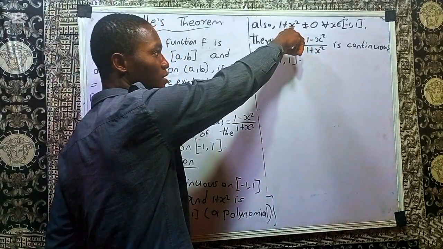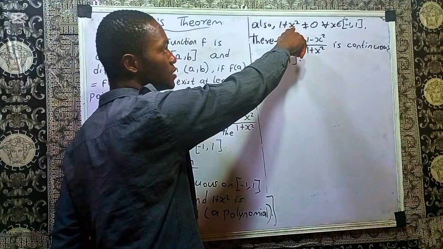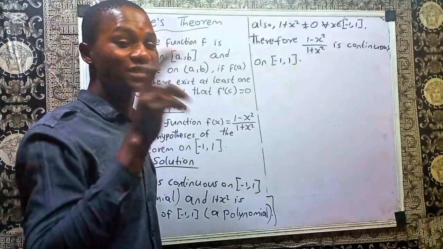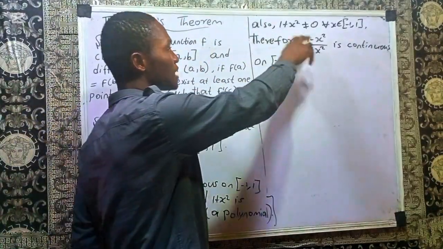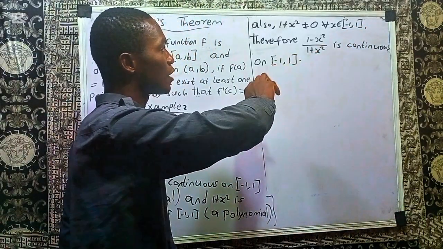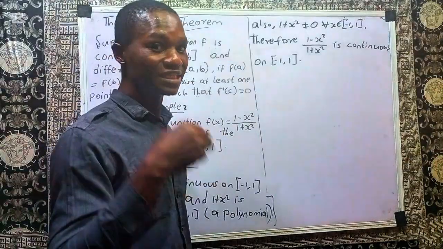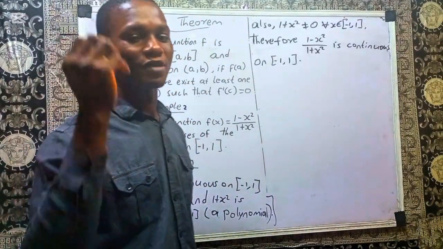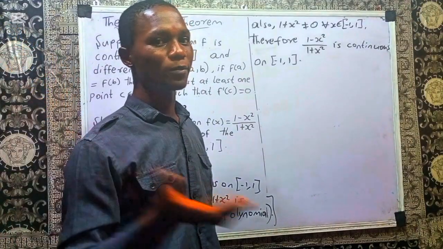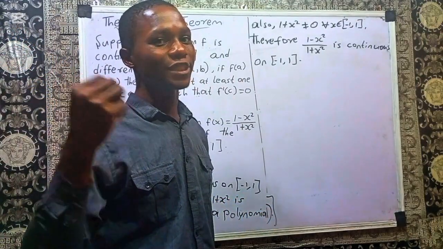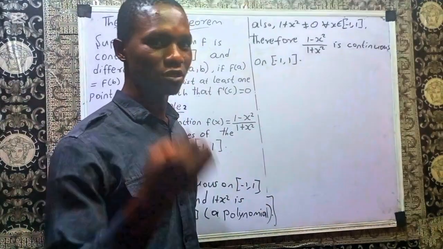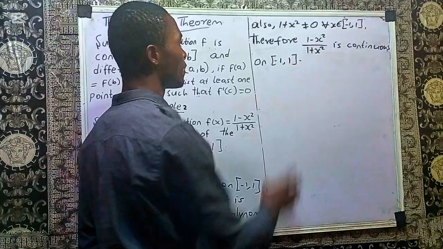If you replace x and square it, and add it to 1, you cannot get 0. So 1 plus x squared cannot be 0 on this closed and bounded interval -1, 1. So we are sure that the denominator cannot be 0. Now, whenever I have a rational function where the numerator is continuous, the denominator is continuous, and the denominator is not 0, then the rational function must be what? Continuous. So that's what I've written down here.